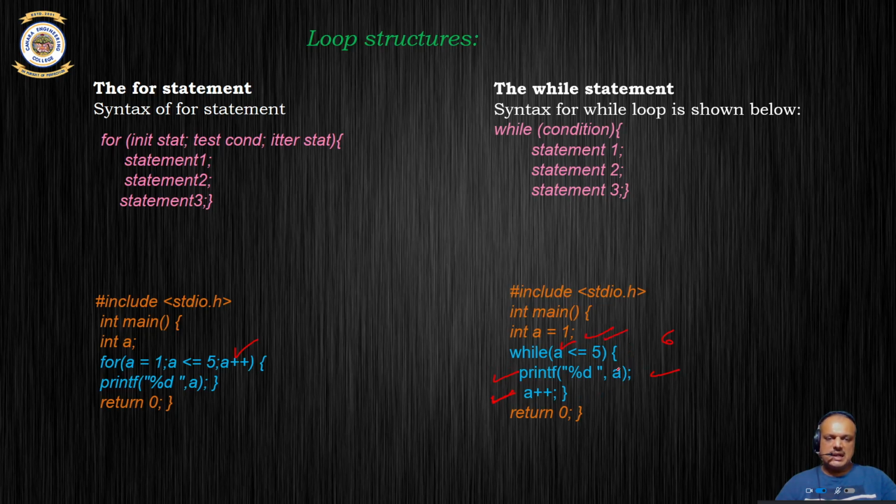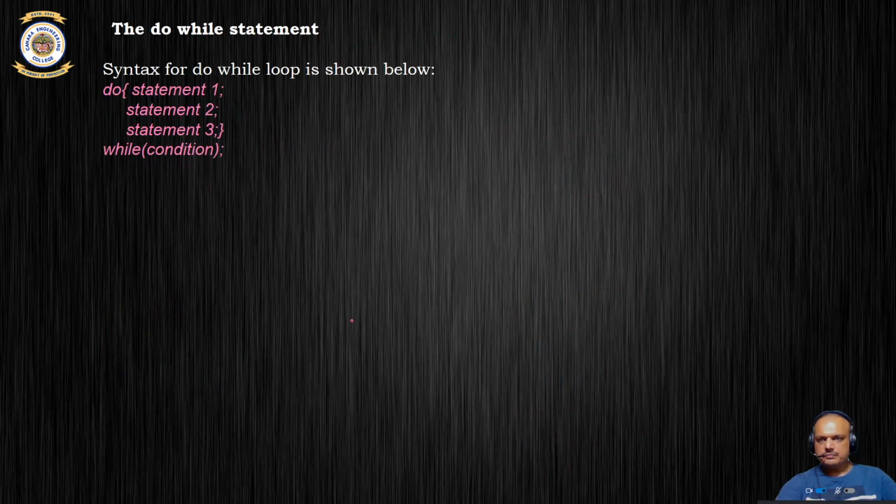Next time it comes, it gets incremented and the condition is checked. As long as a is less than or equal to 5, I am in this loop. The moment a becomes 6, I come out of this loop. Again, as expected, the output is very similar to the previous one. It just prints out 1, 2, 3, 4, 5.